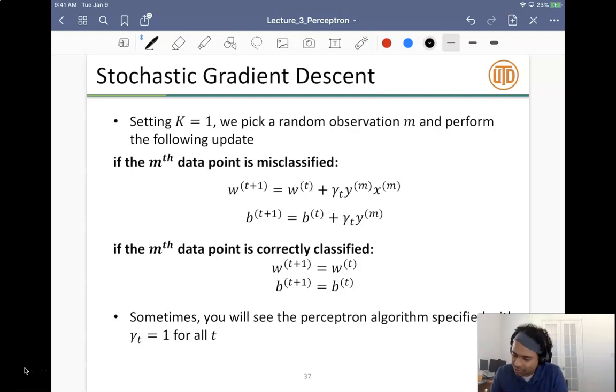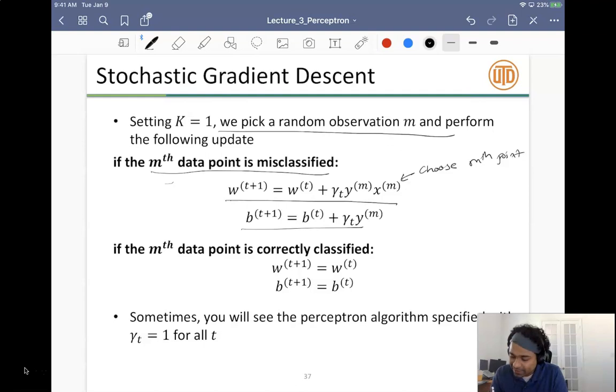So the algorithm is very simple. I choose the nth data point, right? That's what I'm saying over here. We pick a random observation n and we perform the following updates. So we update w_{t+1} equal to w_t plus gamma_t y_n x_n, right? If the point is misclassified. And similarly for v_t. But if the point is correctly classified, I do nothing. I don't update the weight. I just use the same set of weights moving forward.